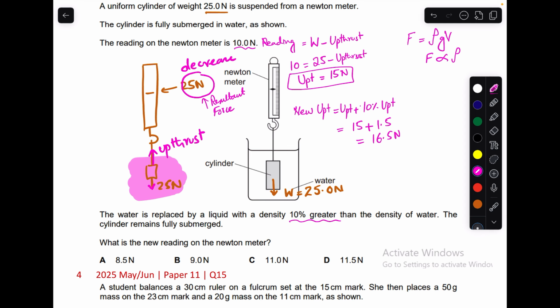So the new reading will be equal to weight minus new upthrust. So weight is basically 25 minus 16.5, that will give you 8.5. So it's option A.